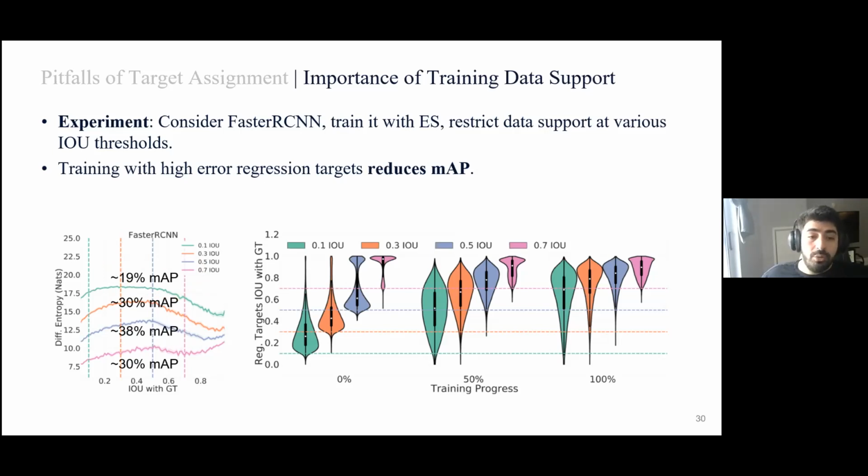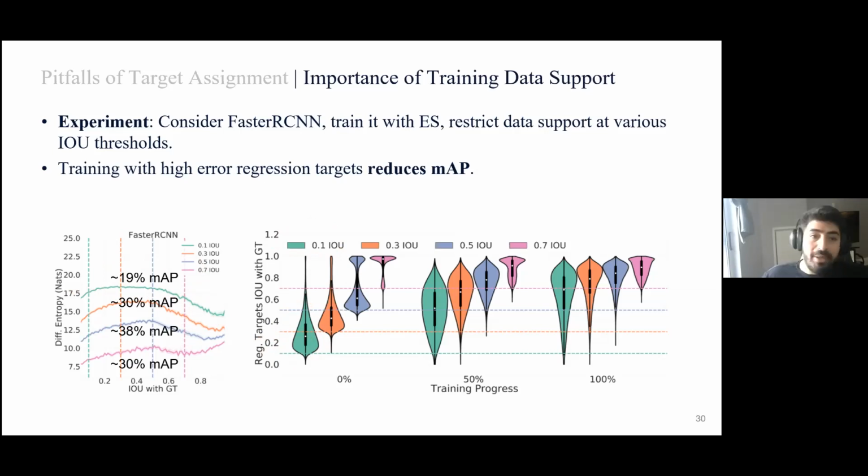In fact, we noticed a drop of almost half when we use 0.1 IOU as a threshold for choosing our regression targets. We haven't found a solution to this problem. We are still working on trying to solve it, but this is a substantial problem in probabilistic object detection that needs to be resolved.